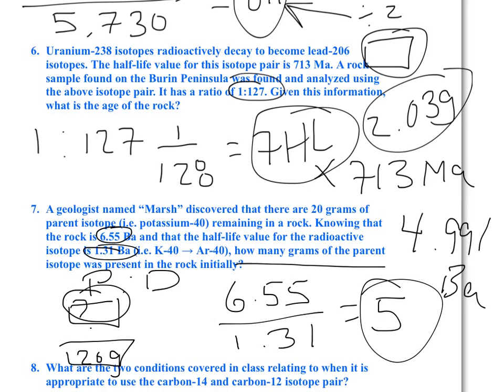So we're going to go 20 times 2, 40 times 2, 80 times 2, 160 times 2, and that's 320. Now, how many times did I do that? So 20 times 2 is 40, 80, 160, and 320, so I need to do it once more. And so the final answer would be 640 grams of parent was in the rock in the beginning.